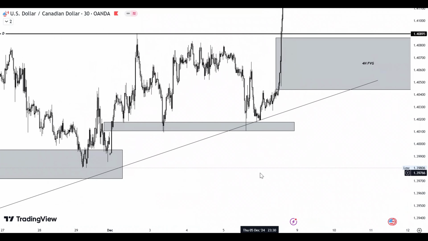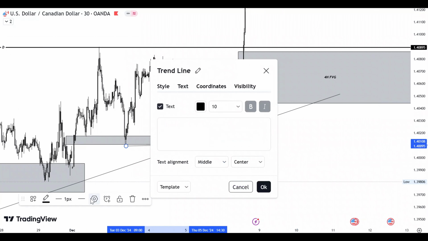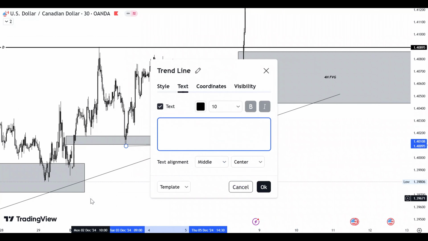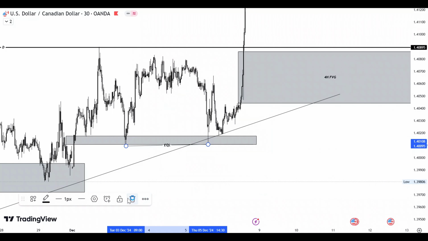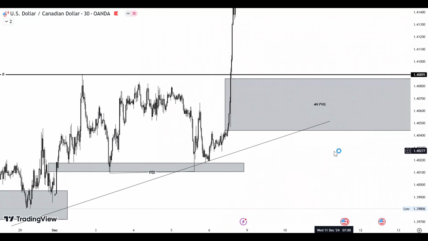And also, remember that this zone is the fair value gap from the 4-hour time frame. Okay, the market came down to fill that fair value gap, also creating an equal low. The market also created an equal low before moving to the upside. Equal lows, we identify that equal low, right? Equal low.